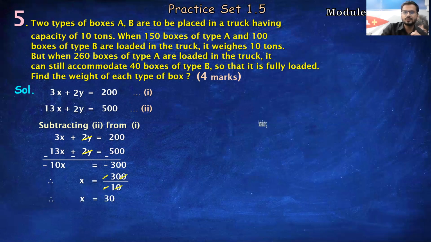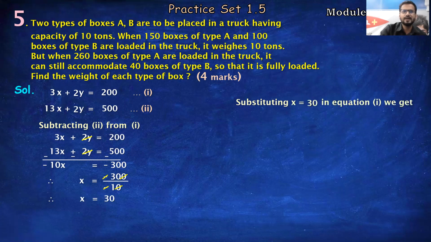Now you have two options, students. Either you can substitute x ka value in equation 1 or 2, to get y ka value. Which is the best equation? Which is the simplest equation? Whichever you feel, you can just substitute it over there. I am finding equation number 1 as simpler one, so I'll substitute it over there. So instead of x, I will write 30.